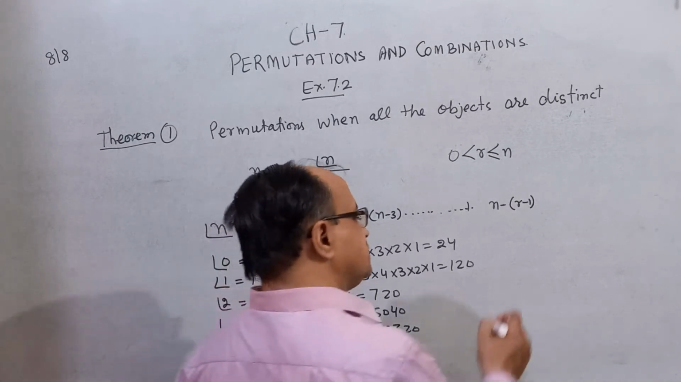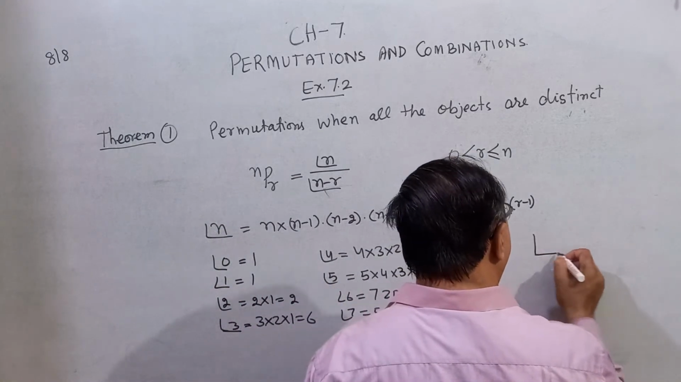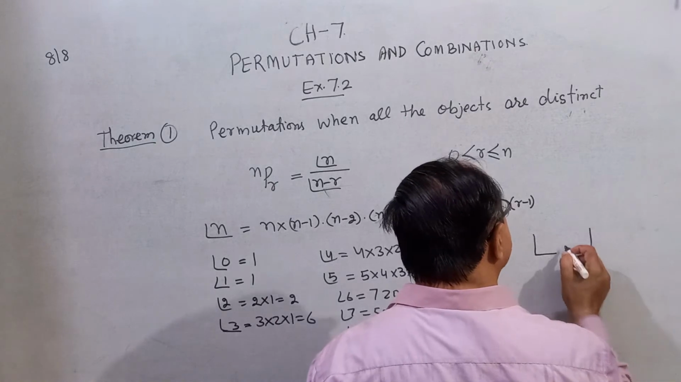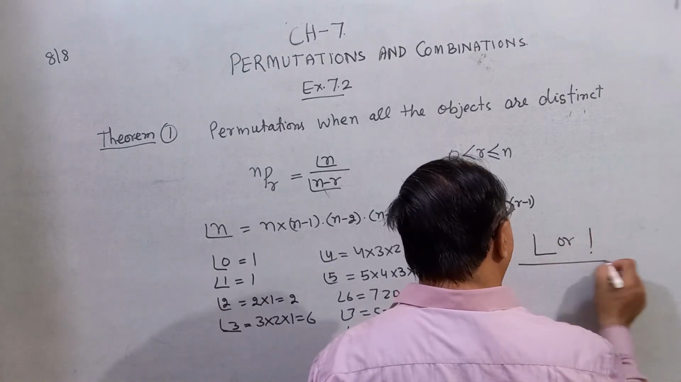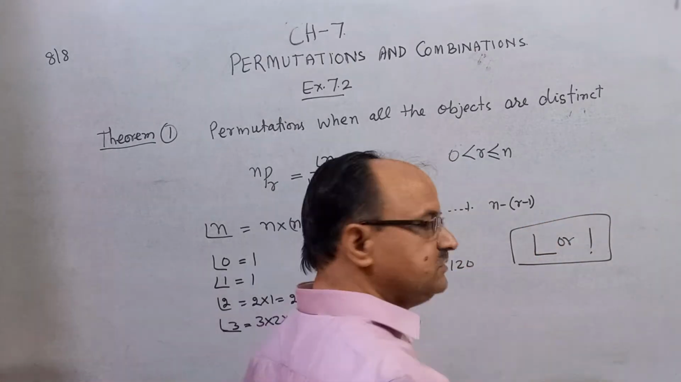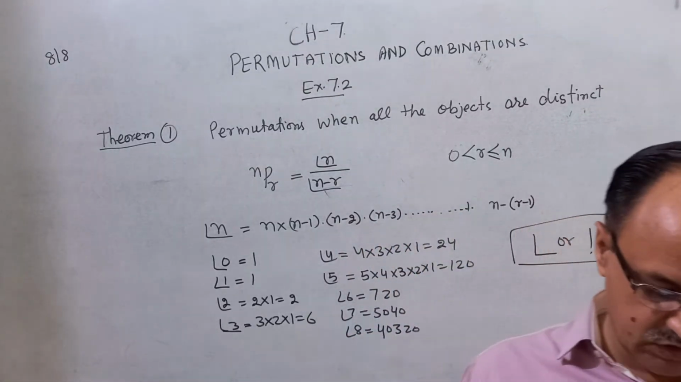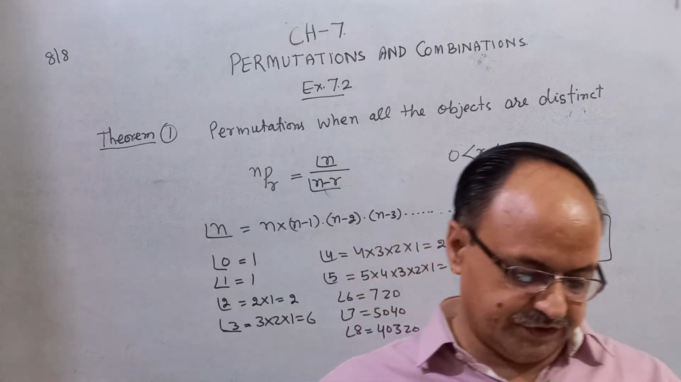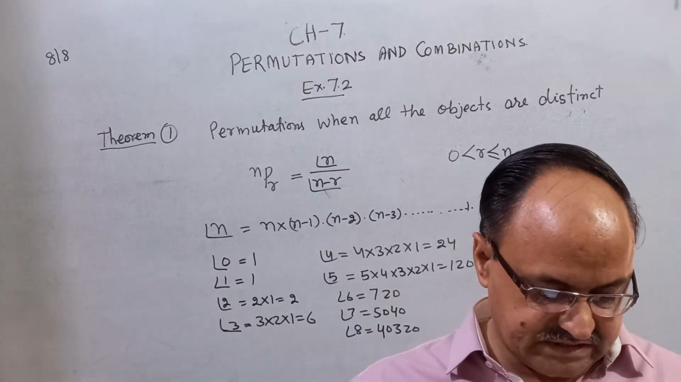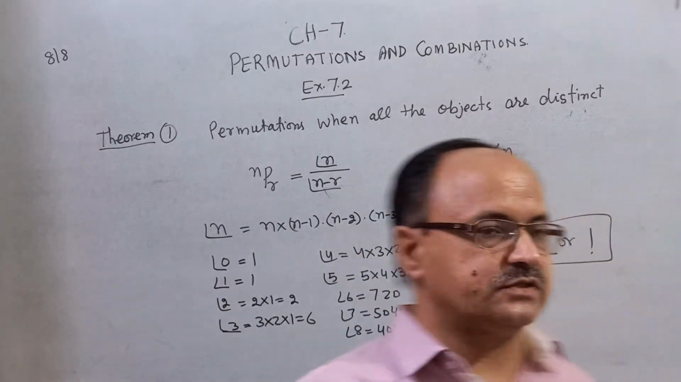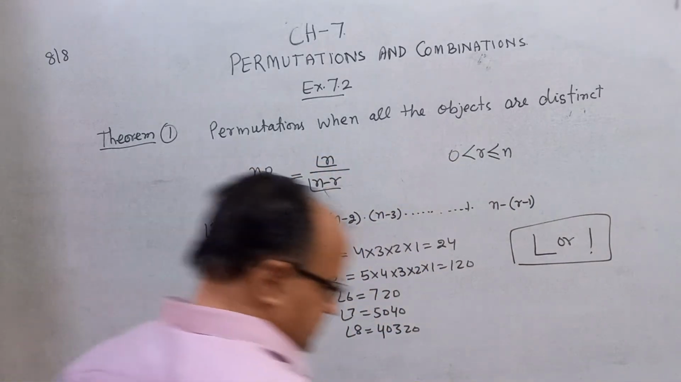This is the factorial notation. You can write it like this, or you can write like this. There are two symbols of factorial notation, and you can use any symbol. So in exercise 7.2, we solve such type of question. Very simple exercise.